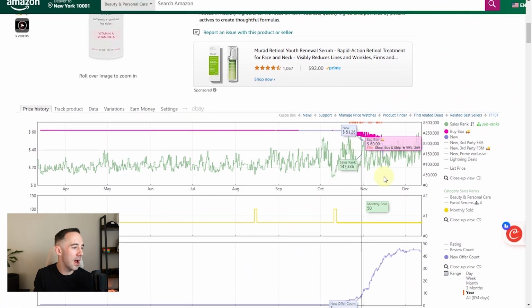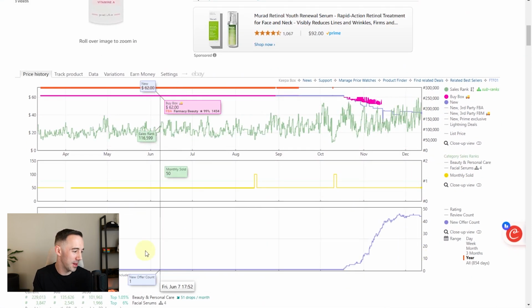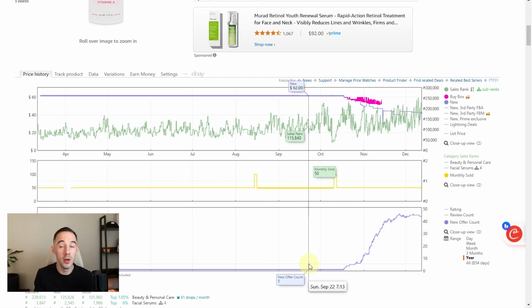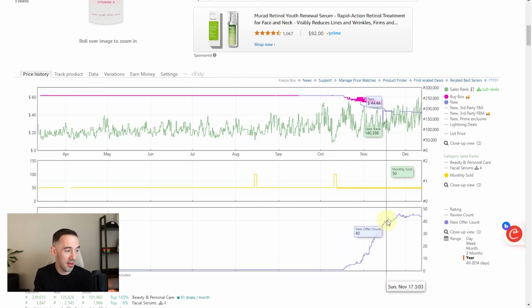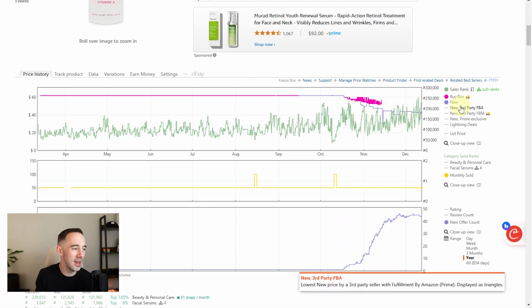So there are people selling it, but none of them are winning that buy box. And when we scroll down, what do we notice? Well, first of all, we notice a really straight line. I probably wouldn't sell it in the first place. Number two, really straight line on the new offer count. I wouldn't sell that as well. And then number three, look at that new offer count. That's going to the moon. I probably wouldn't want to sell that anyway.